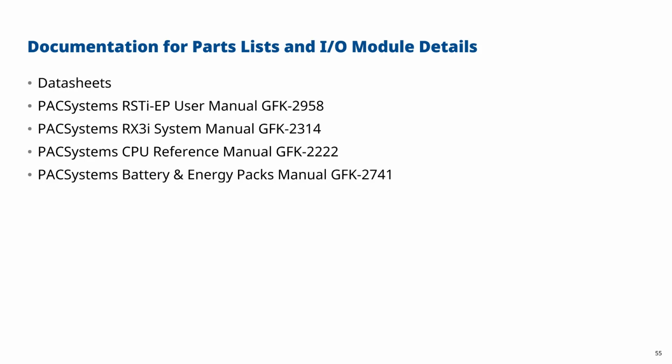For the PACSystems RX3i I/O modules and chassis and power supplies, there's the RX3i system manual, which is a hardware-focused manual, and that's part number GFK2314. For details on what the CPUs do and how they operate, we've got GFK2222. And then if you want more detail about the energy packs, there's an energy packs and battery manual, GFK2741. So from the point of view of the hardware configuration, those are the 4 main manuals that you would need to use, along with all the relevant data sheets.